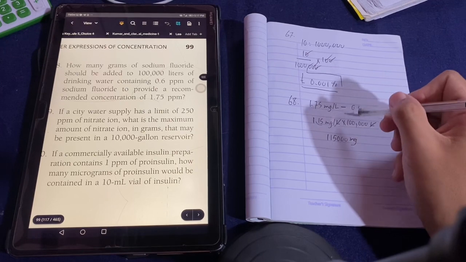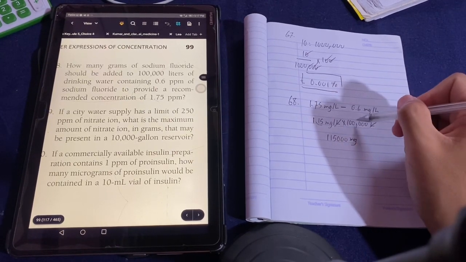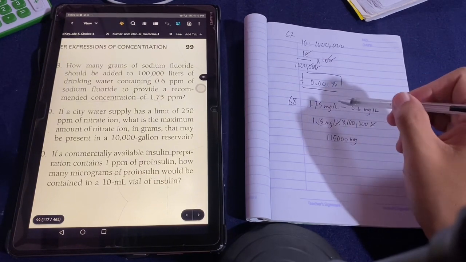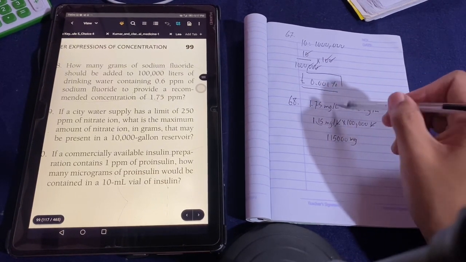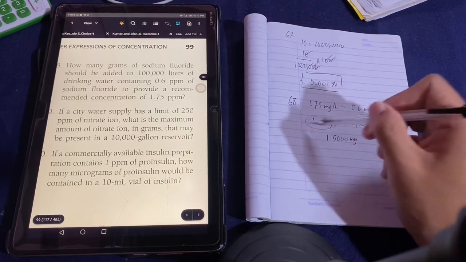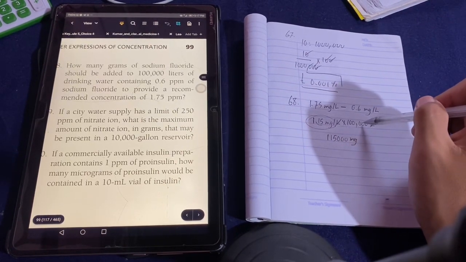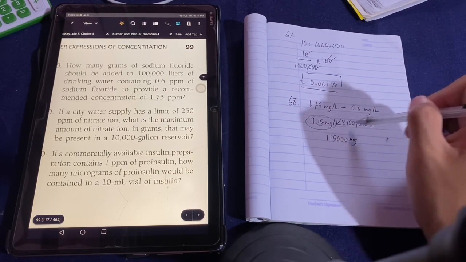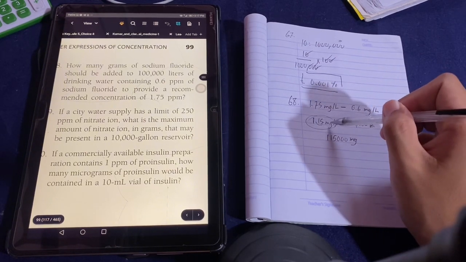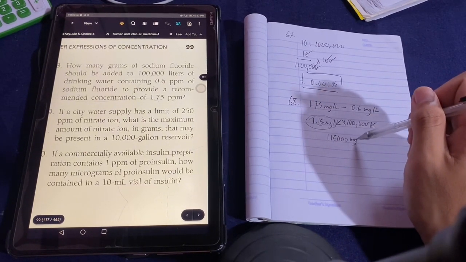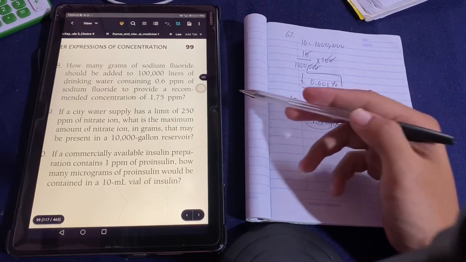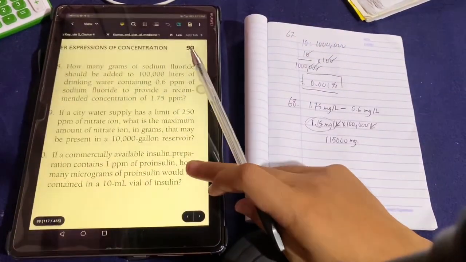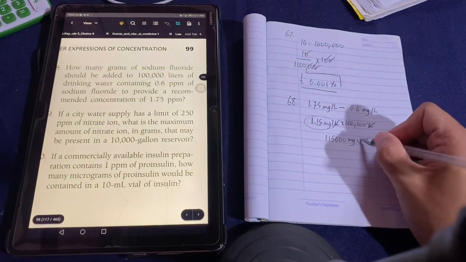So here is an explanation of what happened, guys. We have an initial concentration and a final concentration, so we took their difference. Then we multiplied by the liters, so that the liter cancels with the liter. So what we get is mass, which is milligrams. Then we convert the milligrams to grams, because the question says, how many grams of sodium fluoride should be added? So we convert it into grams.